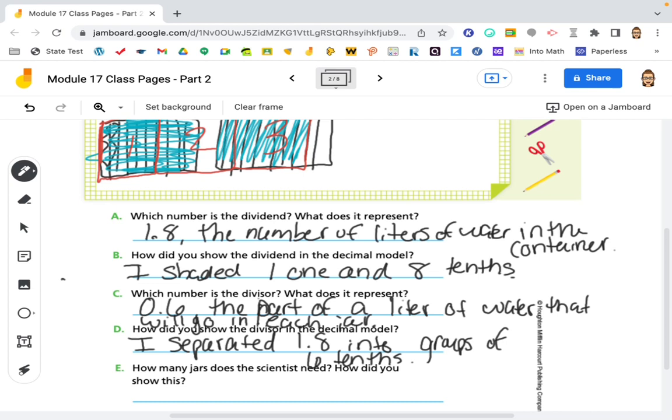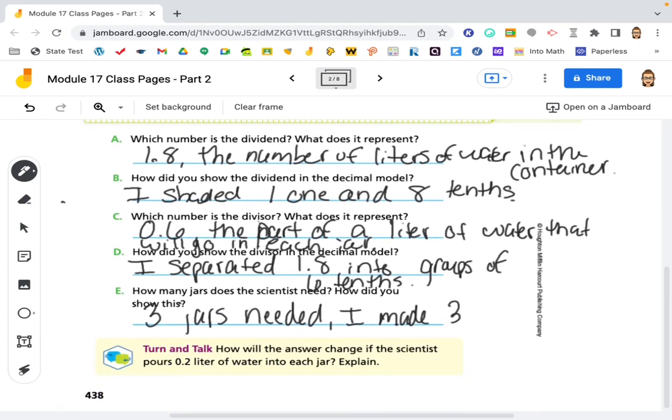How many jars does the scientist need, and how did I show this? There are 3 jars. Oops. 3 jars needed. I made 3 groups of 6/10.